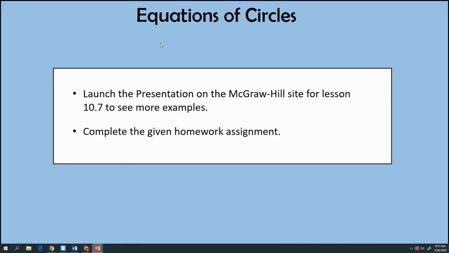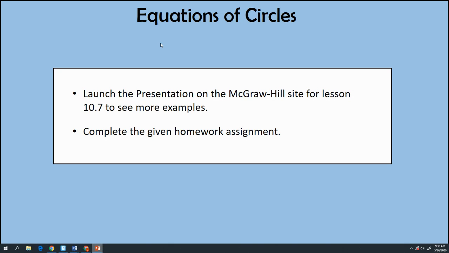Okay, we're going to finish up our work here with equations of circles today. So this is our second day working with equations of circles. We're actually going to take a given equation today and manipulate it to write it in a form that we can find the center and the radius of, and then go ahead and graph it.